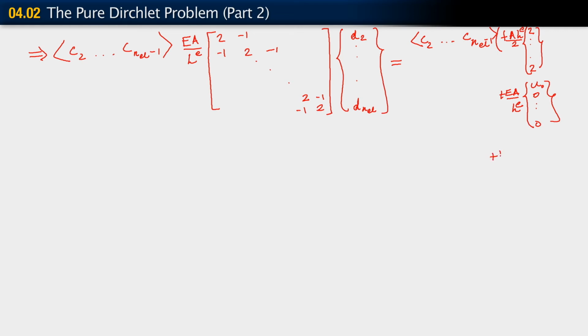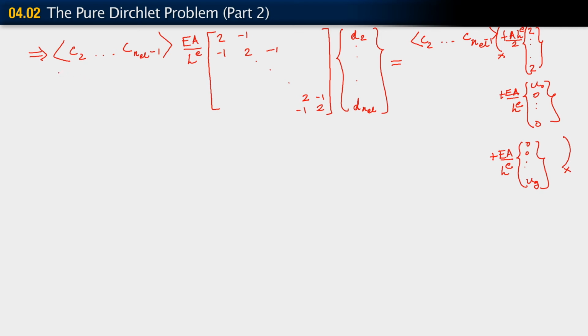And then we also have EA over HE multiplying a column vector which has zeros everywhere except in the very last position where it is UG. Okay, we close it here. Note that this right parenthesis closes that left parenthesis.